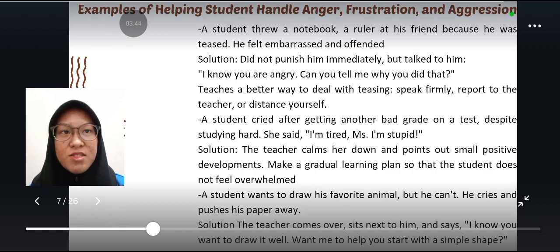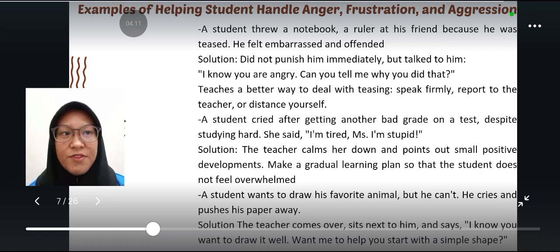Examples of helping students handle anger, frustration, and aggression. A student throws a notebook ruler at his friend because he was teased. He felt embarrassed and offended. Solution: do not push him immediately. Talk to him. I know you are angry. Can you tell me why you did that? The teacher teaches a better way of dealing with teasing: speak firmly, report to the teacher, or distance yourself.